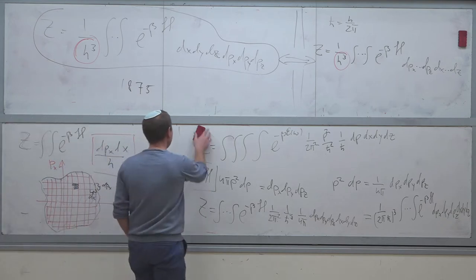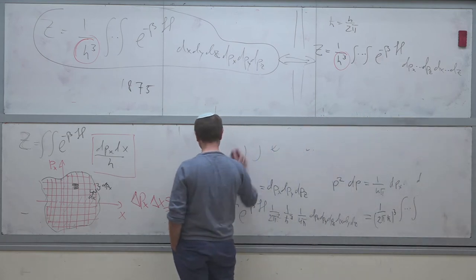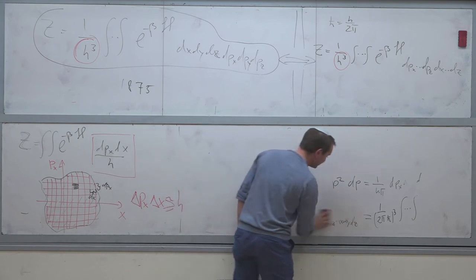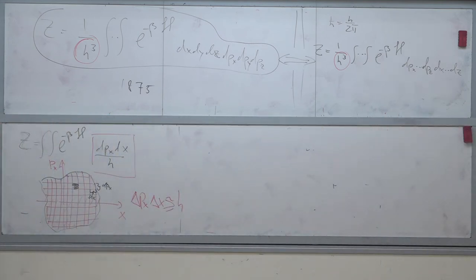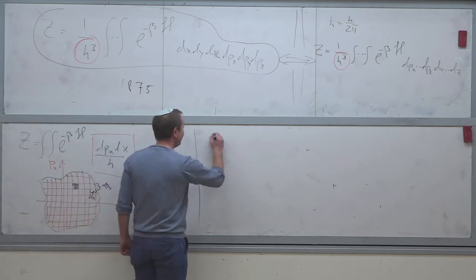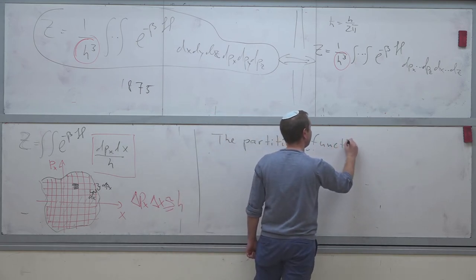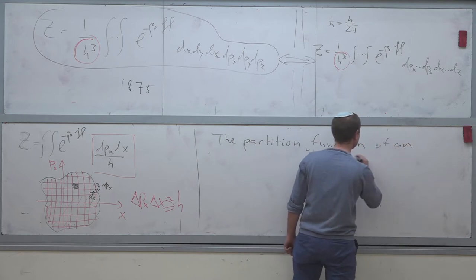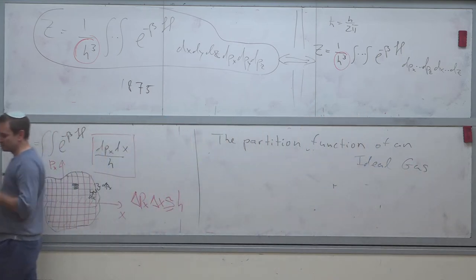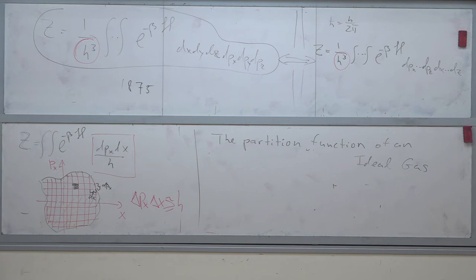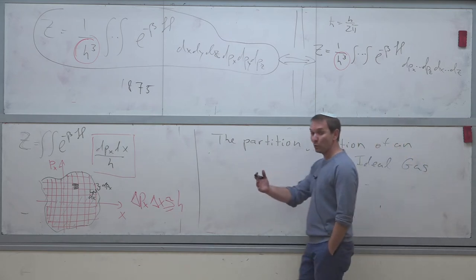Okay, let's see how we can use this notion of canonical ensemble and the partition function for a classical system in order to derive something which is quite simple. So let's derive the partition function of an ideal gas. How should we derive it? First of all, there are particles that are not interacting, right? This is the assumption of an ideal gas. They only interact through the walls.